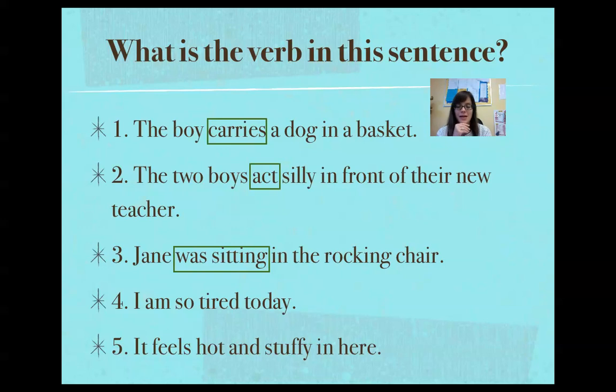That was her action. All right, number 4, I am so tired today. Got a linking verb there, am. Remember, you should always be having an eye out for those be verbs. So you should have circled am there. And number 5, it feels hot and stuffy in here. Go ahead and make sure you circled feels there. That's one of our tricky linking verbs. It's not a be verb, but it's also not an action verb, so they can kind of sneak by us.